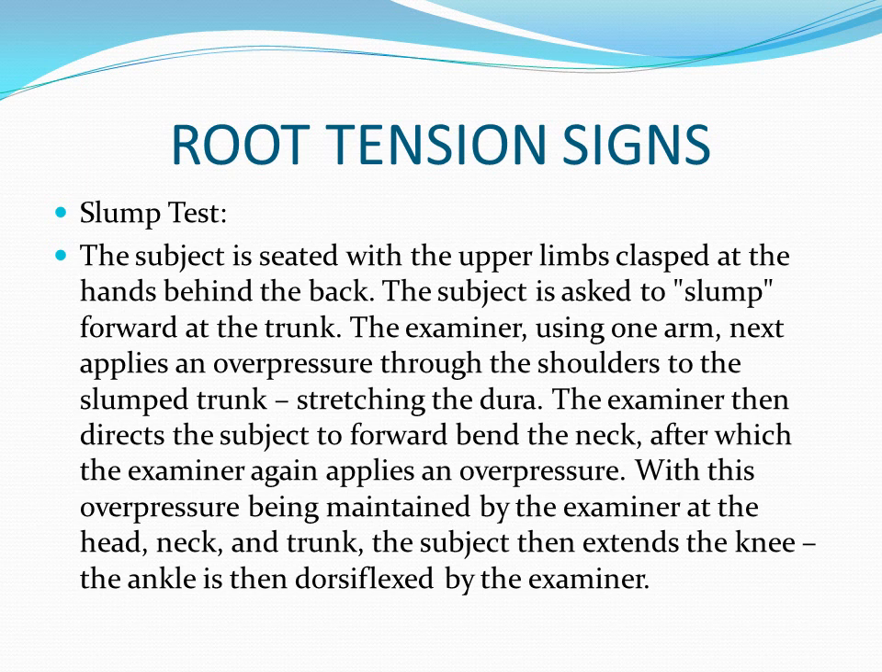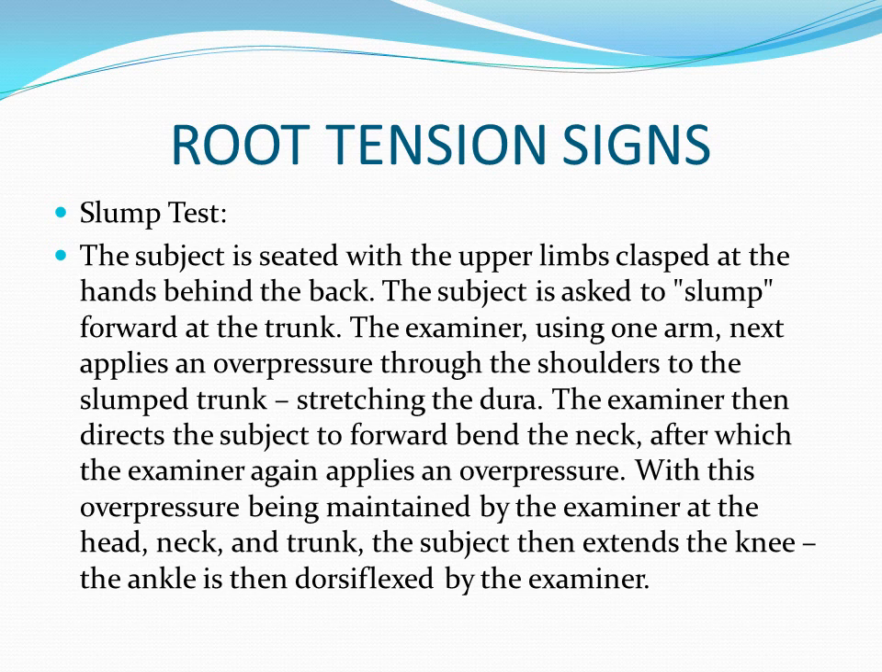So to perform the slump test, the subject is seated. They have their upper limbs clasped at the hands behind their back. And then the subject is asked to slump forward at the trunk. And by slump we mean they flex their chin to their neck, and they round their shoulders, and they flex the thoracic spine, and they basically slump forward, thereby tractioning the spinal cord and dural structures.